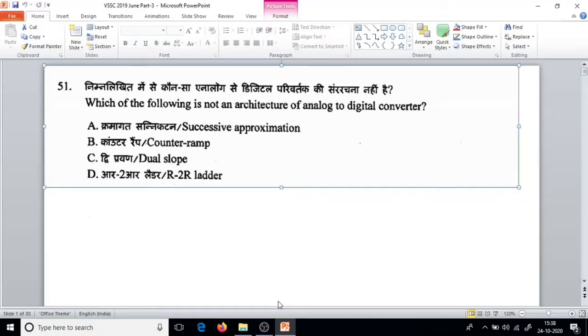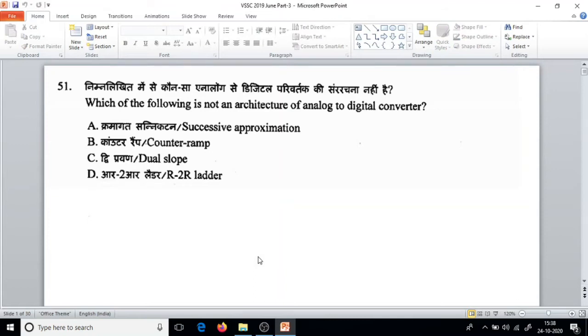Electronics. This is the third part of the VSSC 2019 June Technician B Electronics question paper solution.